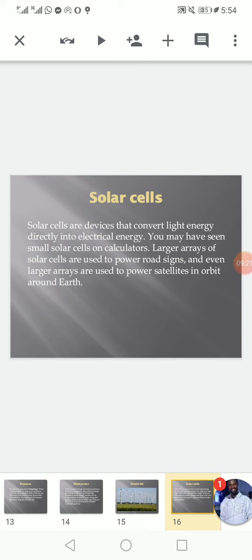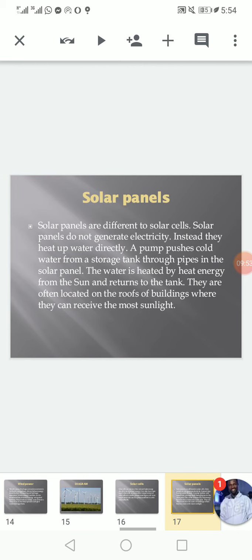Solar cells. Solar cells are devices that convert light energy directly into electrical energy. So they collect energy from the sun and convert it into electrical energy. During the day, when the sun is very high, or when there is high illumination, the solar cell collects this light and turns it into electrical energy. You may have seen small solar cell on your calculator. Large arrays of solar cells are used to power road signs, and even larger arrays are used to power satellites in orbit around the Earth.